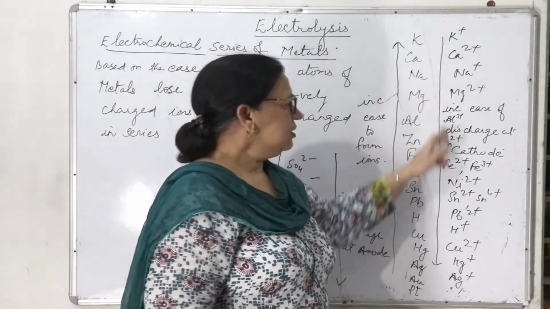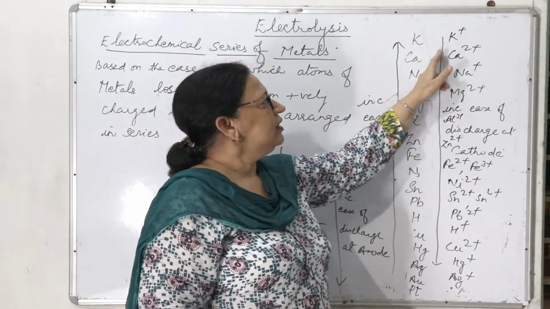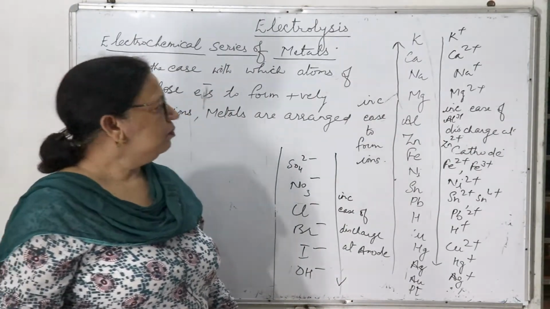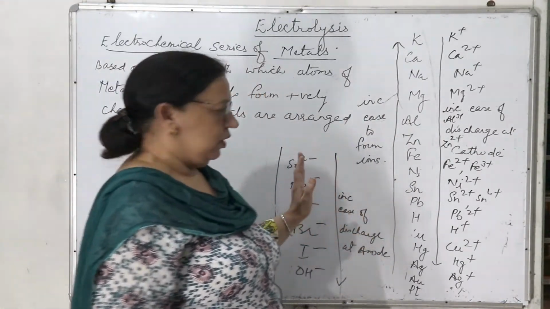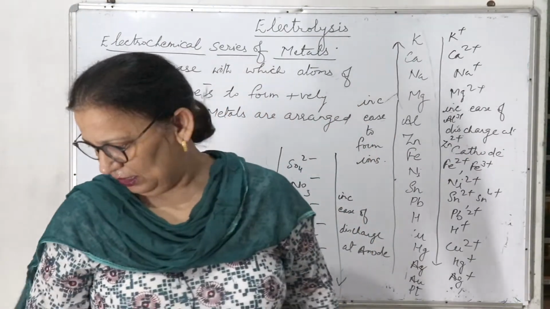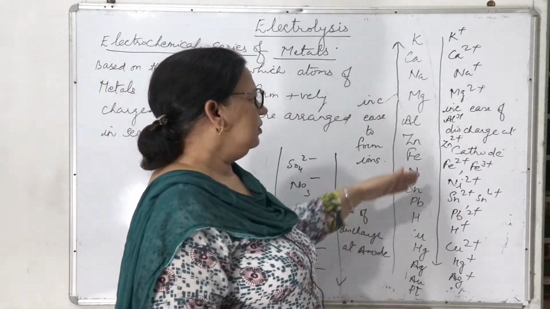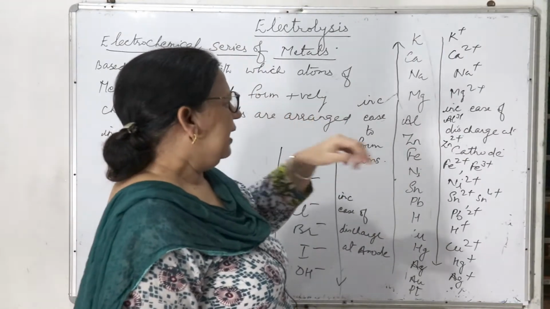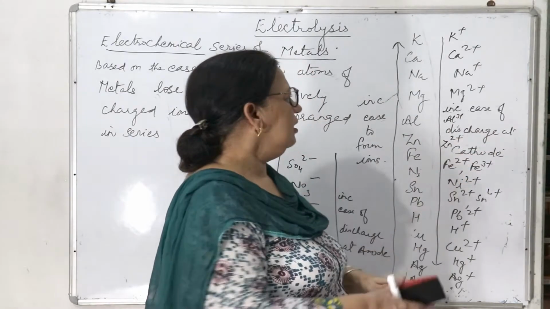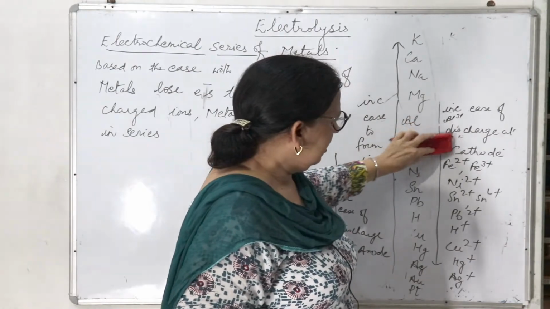So how do these metals form ions? The metal at the top has a tendency to lose electrons more easily than the one at the bottom. This is the electrochemical series. In electrolysis, the metal at the bottom has the increasing ease of discharge at the cathode.